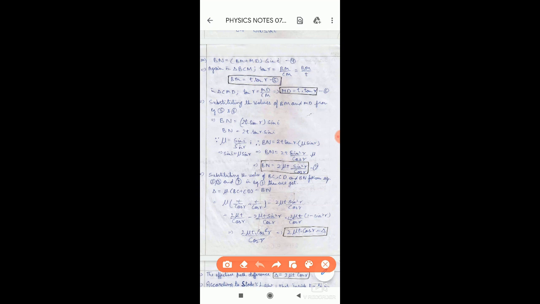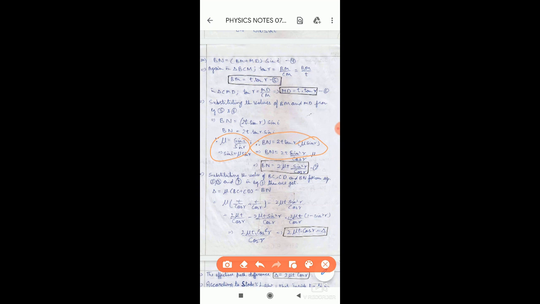As we know from Snell's law, mu equal to sin i upon sin r. So sin i equal to mu sin r. Now put the value of sin i in our equation. We get the result Bn equal to 2t tan r into mu sin r. Bn equal to 2t sin r into sin square r upon cos r into mu.